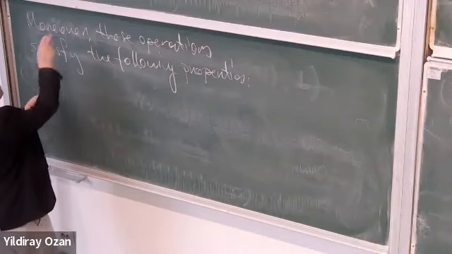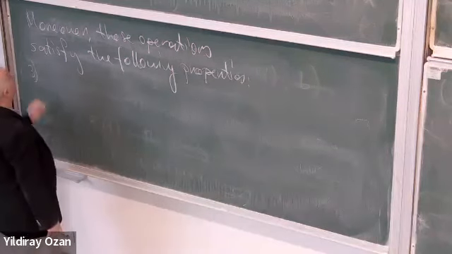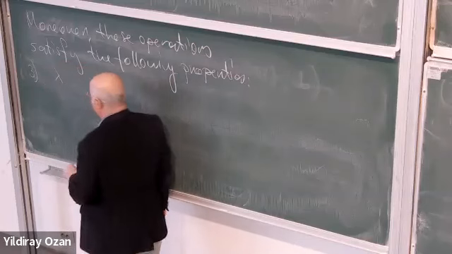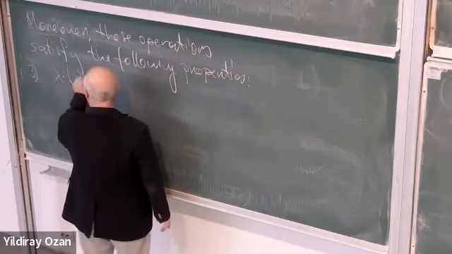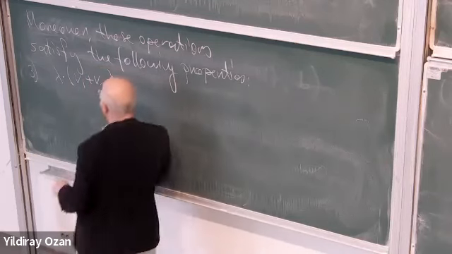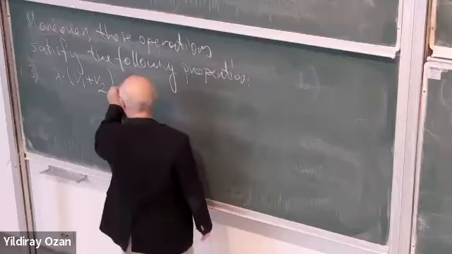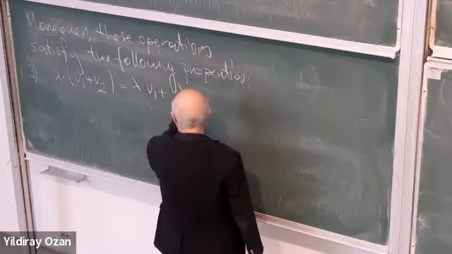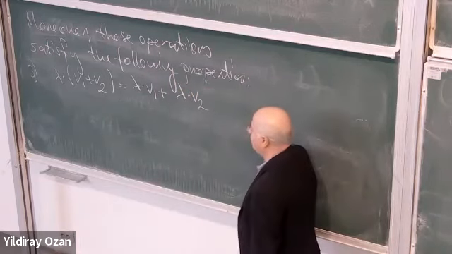So what are the properties? They are the following. The multiplication operation distributes over addition. So if you add two vectors and multiply by a scalar, this is the same thing as multiplying the scalars with the vectors and then adding them up.